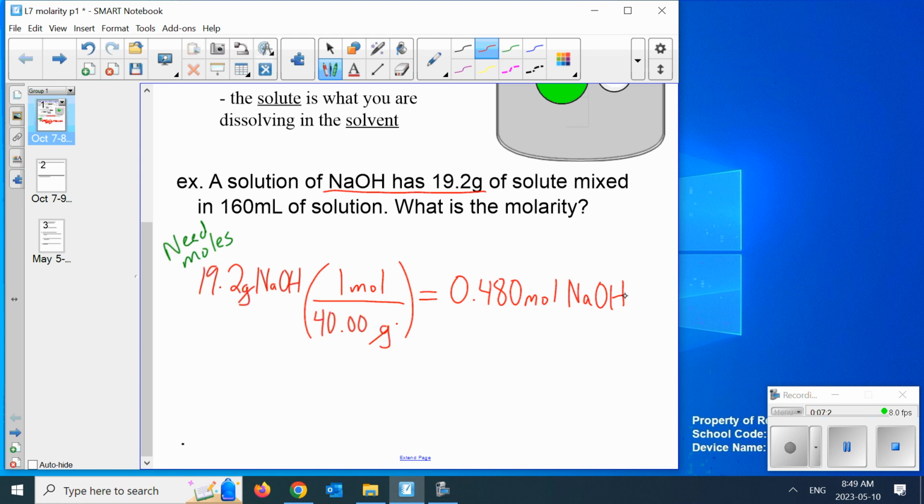Okay. I've got the first part. The second part is fairly easy. I got to take the moles and divide by the liters. Here's what I'm thinking. I need the liters of solution, but I got mils. Now, this classroom is pretty small, but I'll always tell you, there's 1,000 mils in a liter. You probably know that because it's 1,000 millimeters in a meter, 1,000 mils in a liter.